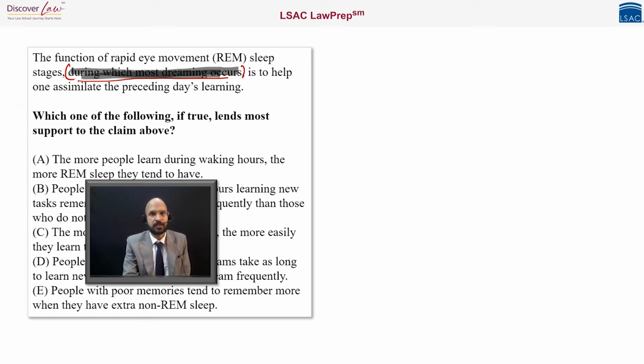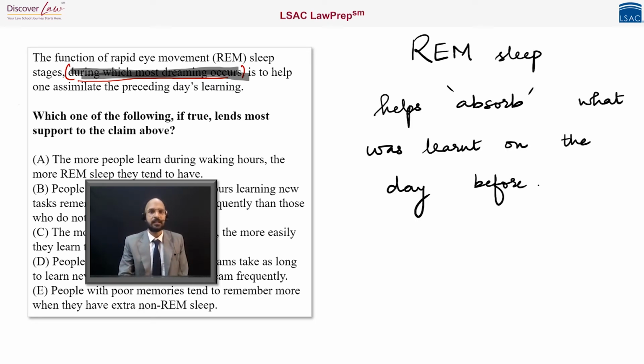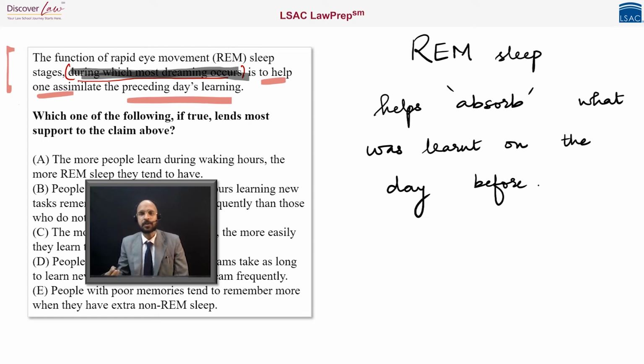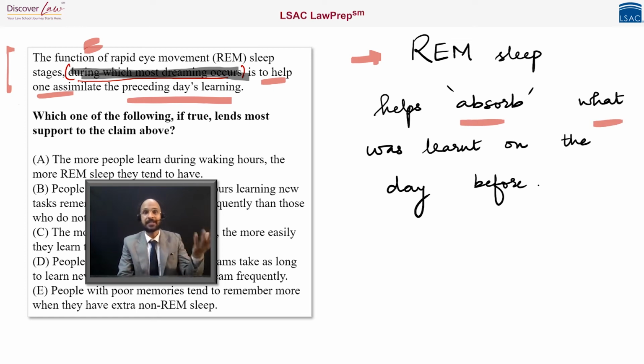so it's telling you that, hey, during rapid eye movement, you have most of the dreaming, okay? But you can just see that the sentence that you have here tells you that REM sleep is to help one assimilate the preceding day's learning. Assimilate is a word that is kind of synonymous with absorb, okay? So you can say that the function of REM sleep is to help absorb what was learned on the day before. That's what preceding day means, okay?